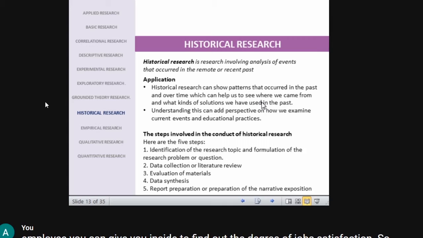Okay. The application of historical research helps to show patterns that occurred in the past over time, and can help us see where we came from and what kind of solutions we have used in the past. See, history helps us find out the patterns: where we started, what we have, what has changed, and what we have become now, right? Earlier, everything was manual, now digital. So history is evolving, time is evolving, and the period is changing. When you analyze those, it will help you identify the pattern.